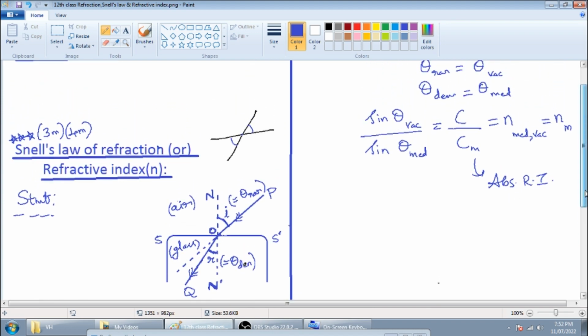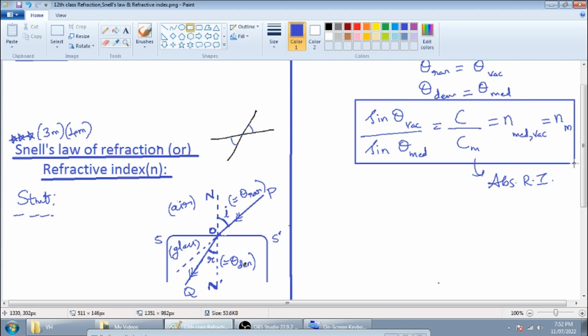Now, whatever things we are seeing here are simple, nowhere is any complication there. So here we have another very important, very simple equation, the equation for the absolute refractive index of any medium M.